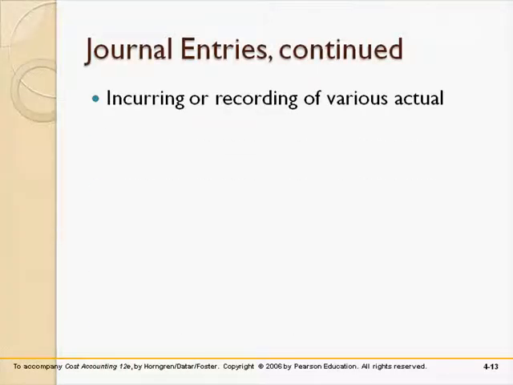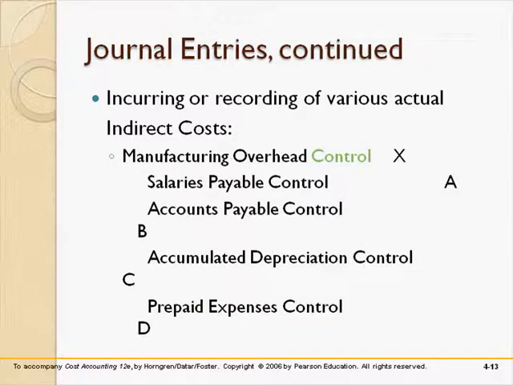Now, when we incur a variety of actual expenses, we're going to debit manufacturing overhead control and credit salaries. So that would be for, let's say, an indirect worker that's working on the job, say a supervisor. We may credit accounts payable if we're buying indirect supplies or using outside services. All the indirect costs get accumulated into manufacturing overhead control.